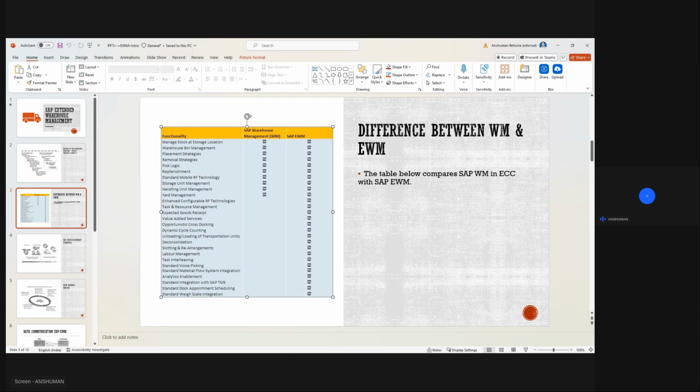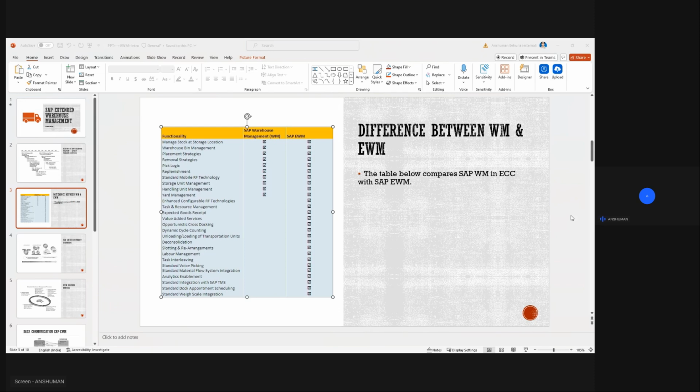Okay. So till now, any question? Ramana, I have given the SAP WM and EWM difference. I have answered you that one. What is the standalone system?